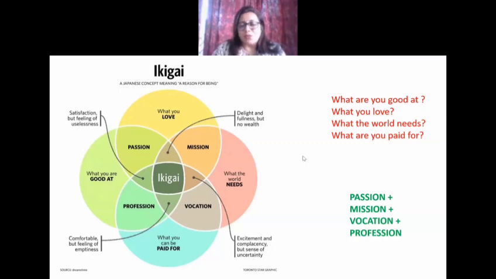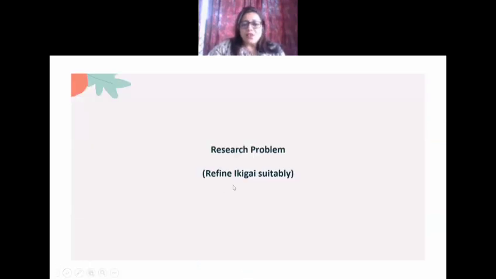And moreover, what you are good at and all these other factors must of course be of some utility. Otherwise, it's useless. So all these are important even in framing or in creating a research problem for that matter. So we can use this Ikigai suitably in various stages of research, or at least initially, identifying the topic for research.